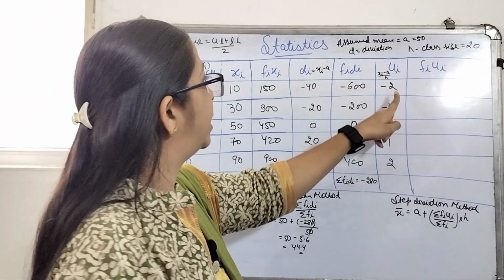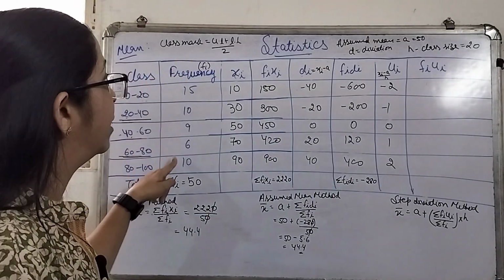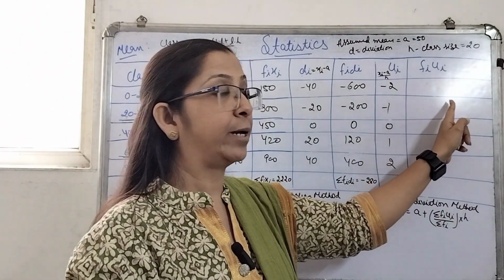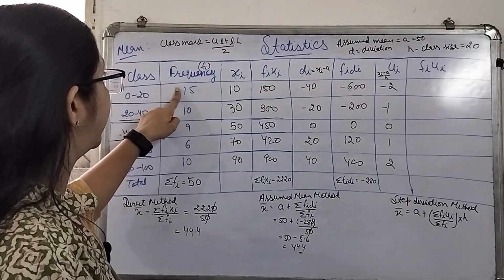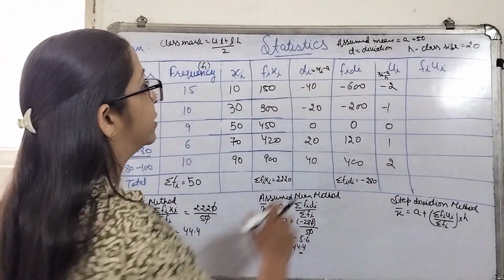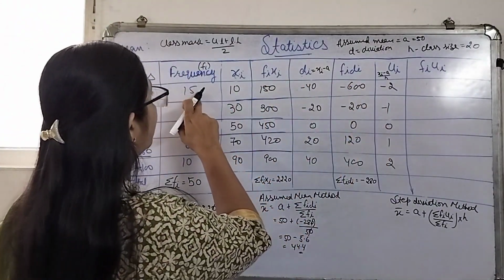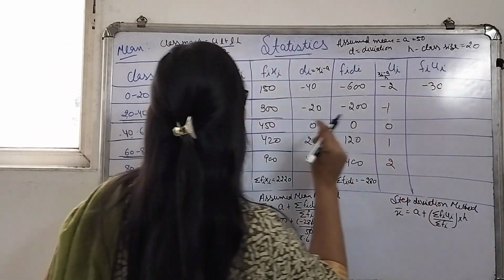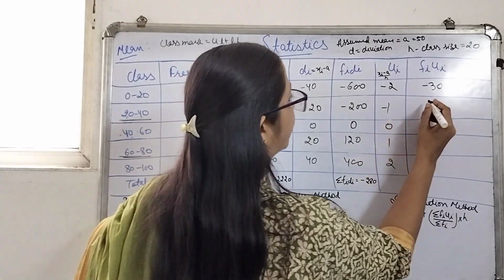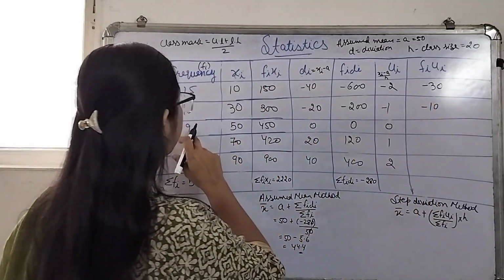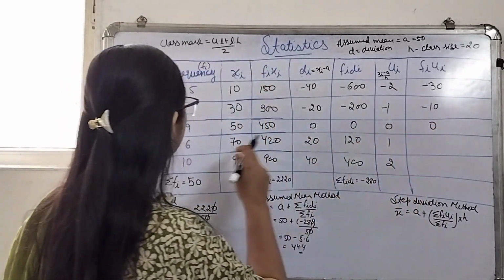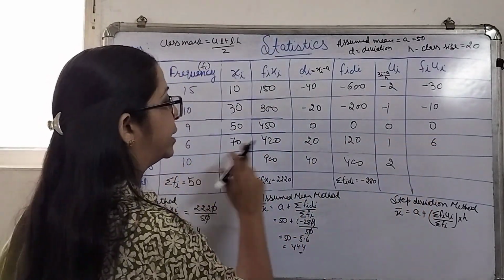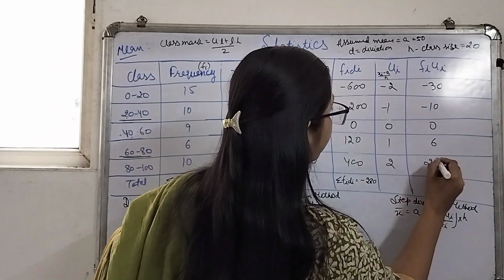Now if we multiply fi by ui, we will get the value of fi ui. See over here, frequency fi is 15 and ui is minus 2, so 15 multiplied by minus 2 will be minus 30. 10 multiplied by minus 1 will be minus 10. 9 multiplied by 0 will be 0. 6 multiplied by 1 will be 6. And 10 multiplied by 2 will be 20.